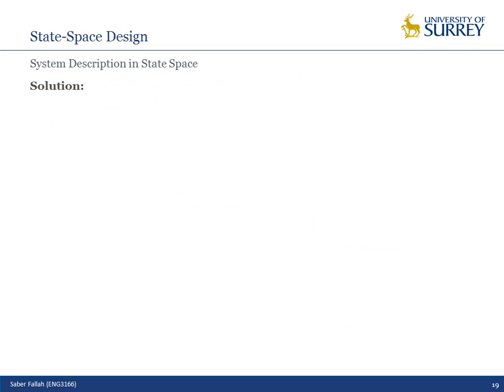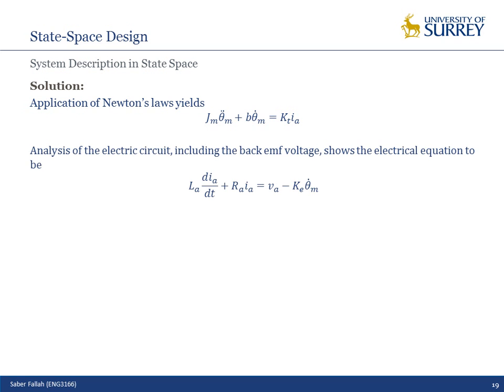So, if I apply Newton's second law to the rotor of the motor, I will have J_m theta double dot_m plus B theta dot_m is equal to K_T I_A. K_T I_A is the torque applied by the magnetic field of the electric motor to the rotor, in fact. K_T is the motor constant, and I_A is the current of the armature of the electric motor.